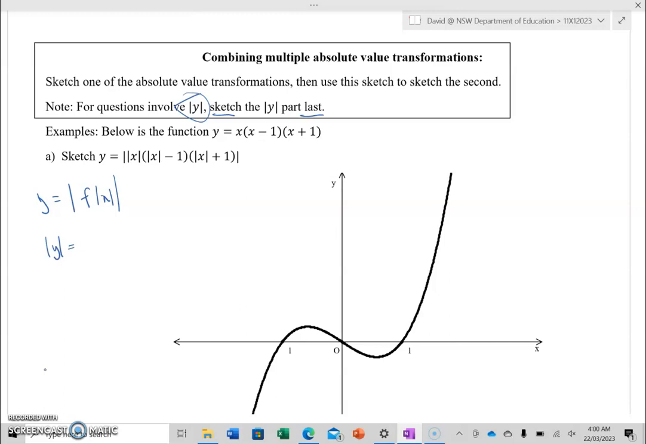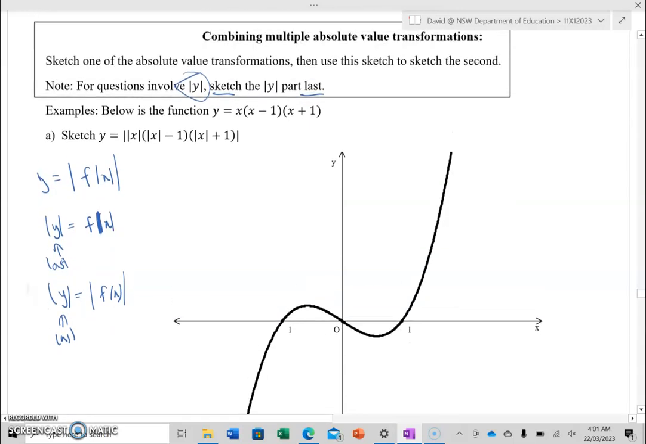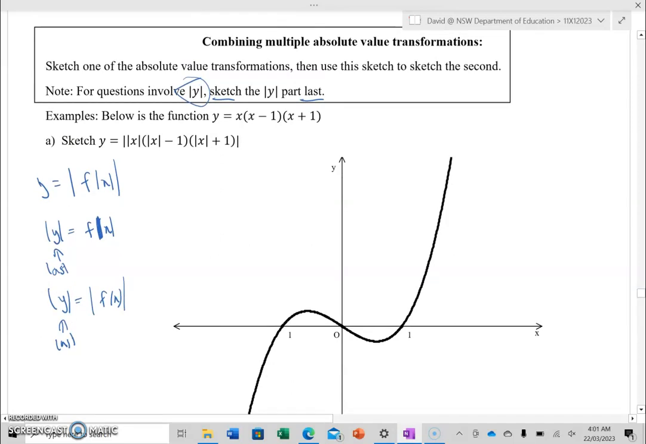So if you have absolute value of y equals this, do this last, okay? Or if you've got absolute value of y equals absolute value of f of x, like that, do that last. Focus on the right hand side. I usually do inside to out on the right hand side, and then if there's an absolute value of y, I do that one last.